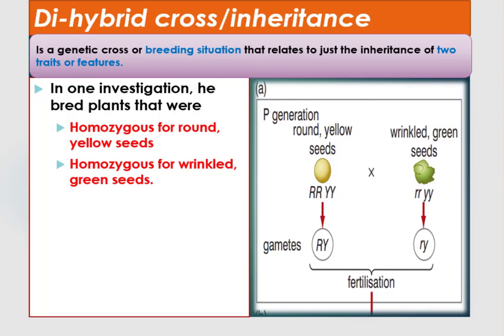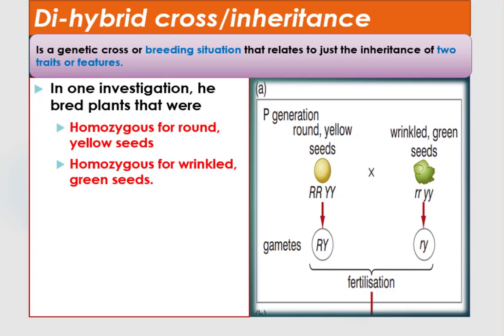What patterns do we get if we consider the inheritance of two genes at the same time? This is what Mendel called dihybrid inheritance. Dihybrid inheritance, or dihybrid cross, is a genetic cross or breeding situation that relates to just the inheritance of two traits or features. When Mendel considered the inheritance of two characteristics at the same time, he followed essentially the same procedure as with his monohybrid experiments.